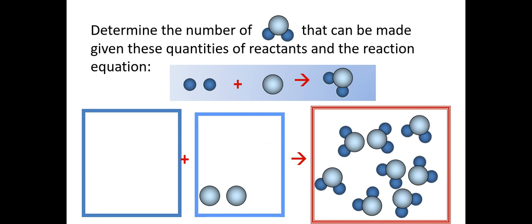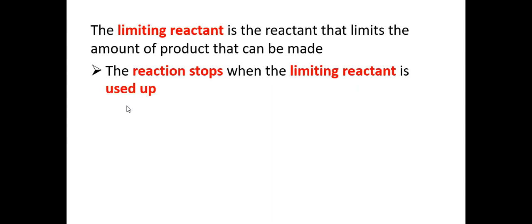So what's going on here is this one here is in excess. This is what I meant by excess. We have too much of it. Here we didn't have enough of this guy here. So this one here we call the limiting reactant. We ran out of it. And what happened to the reaction? It stopped. Okay? The limiting reactant is the reactant that limits the amount of product that can be made.